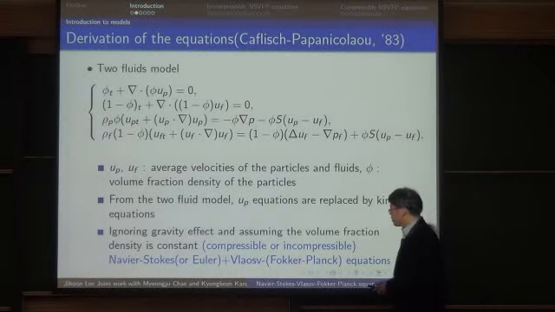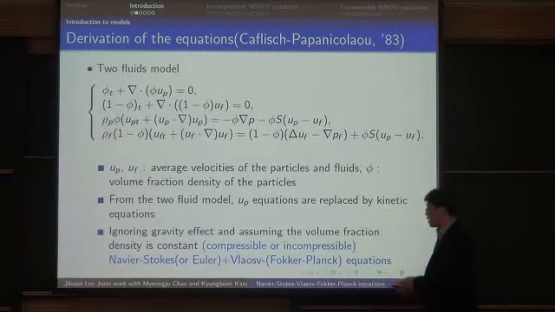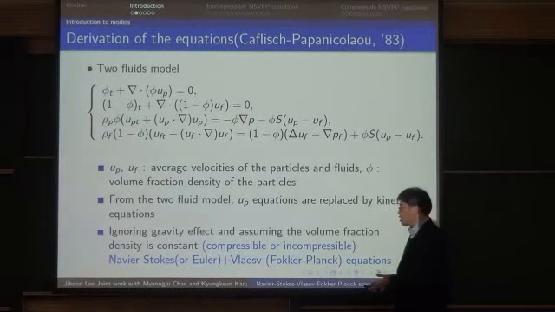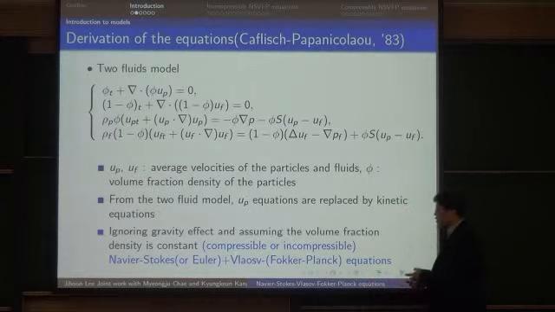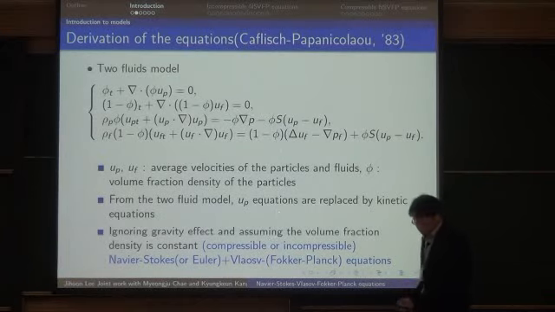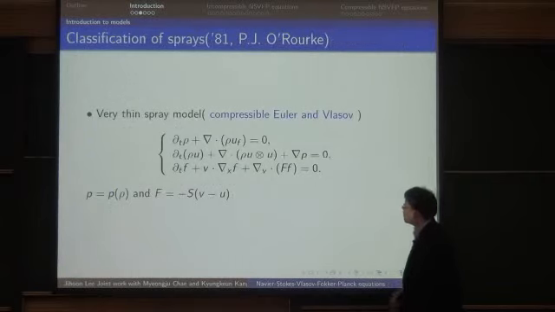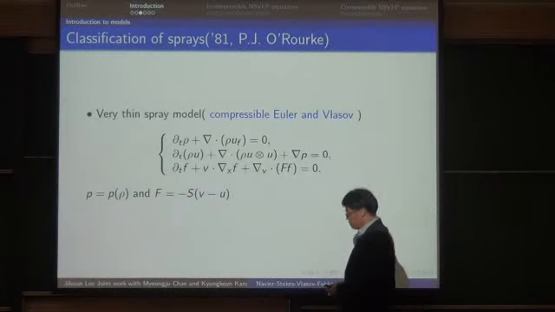So basically we have various combinations. For the fluid equations, we can choose compressible Navier-Stokes equations, compressible Euler equations, incompressible Navier-Stokes equations, or incompressible Euler equations. Also, we have variations for the equations describing the motion of particles. We can choose Vlasov equations or Fokker-Planck equations.